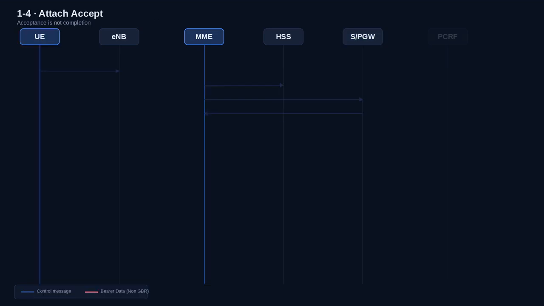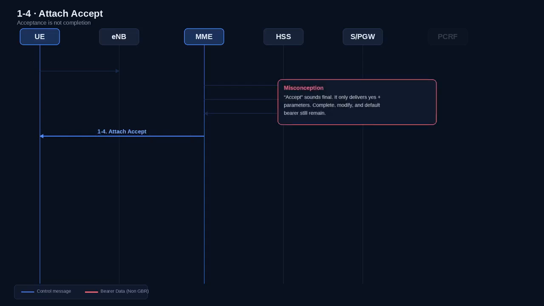Now the network speaks back toward the device. Step 1-4, attach accept, traveling from the MME side through the ENB to the UE. This is the sentence students often misread as the end of the story. Accept sounds final. It is not. Attach accept tells the UE that the attach request is accepted and delivers the parameters the device needs to continue, including information that lets it activate the default EPS bearer context on its side.